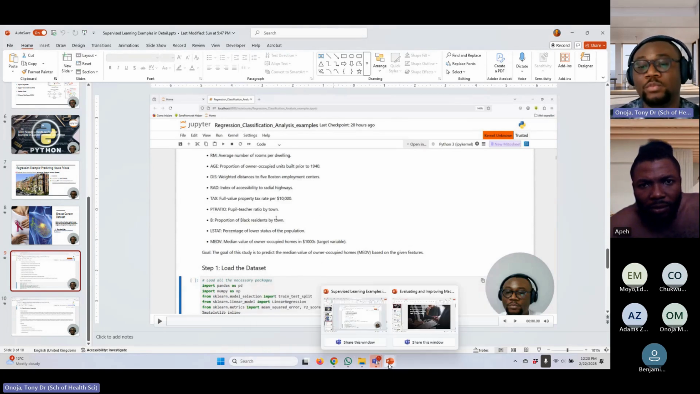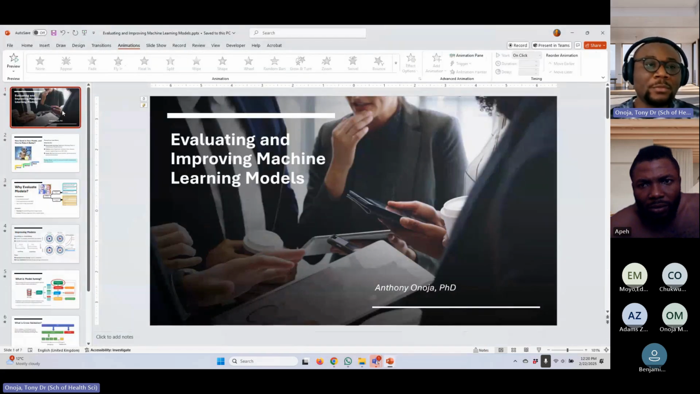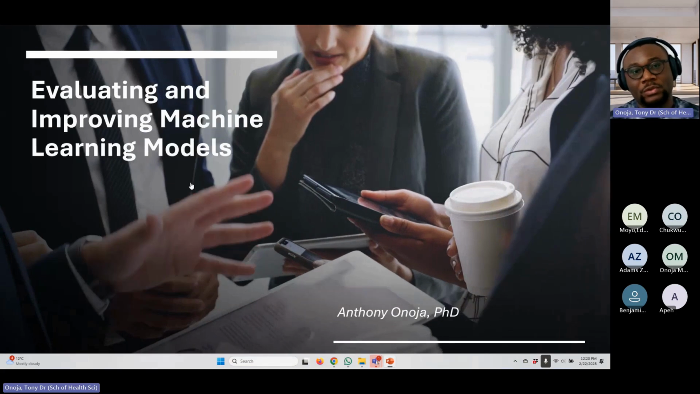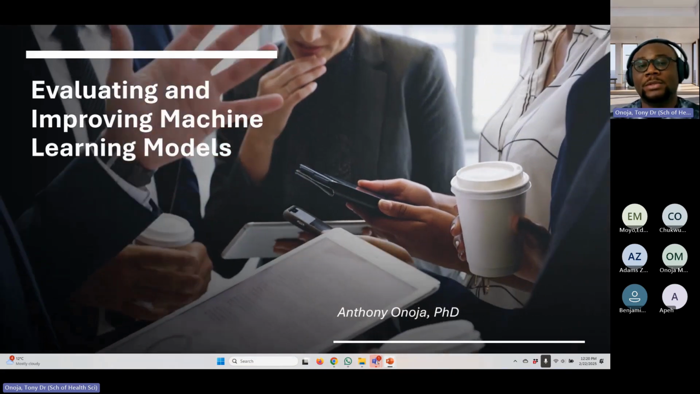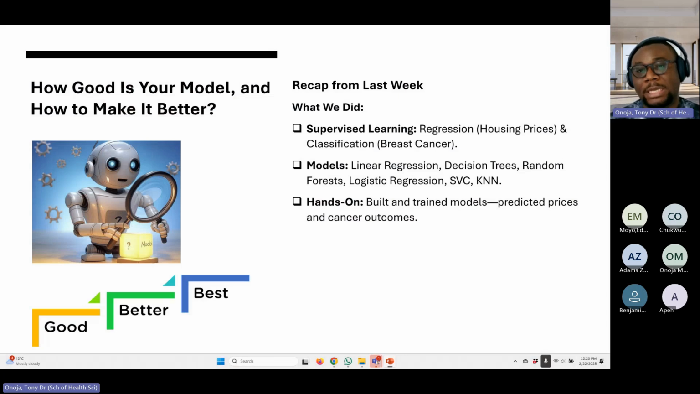So today we're going to be building on what we have done from last week. Today I'm going to be taking you through a very different thing. We're just going to look at how we evaluate these models that we have trained. How do we make these models better?